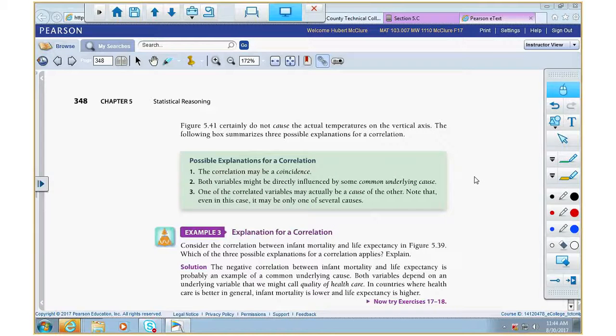A correlation may be a what? A coincidence. Most of the time it's not. Okay. Coincidence is not... my gas mileage is better because I drive an SUV. That's not going to be, usually the correlation is going to be valid. Explanation of a correlation. Don't think so.